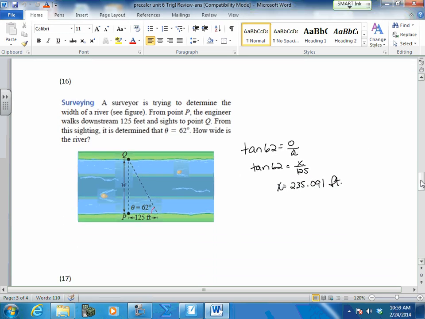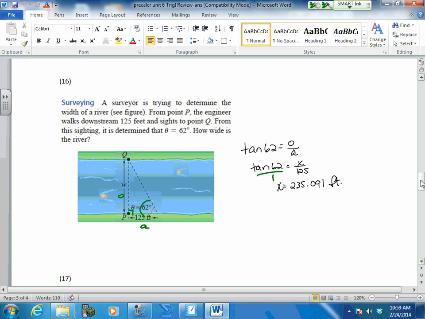Your surveyor is trying to determine the width of the river, and he walks downstream. He finds this angle right here. He calculates this, so you've got your opposite side that you're missing, and you know your adjacent side. So you're dealing with the tangent. Again, you can just cross multiply this.